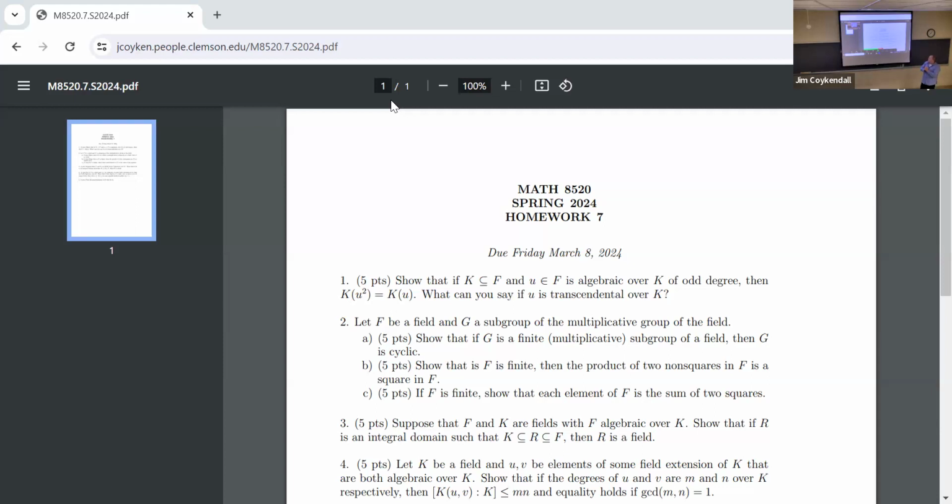And finally, this is important again in number theory and a number of other things. If F is finite, show that every element of F is actually the sum of two squares. Again, this is not true in general. Look at the real numbers. No negative number is the sum of two squares.